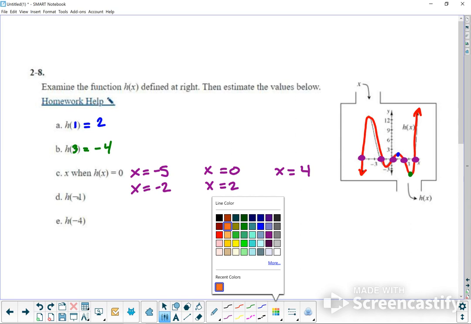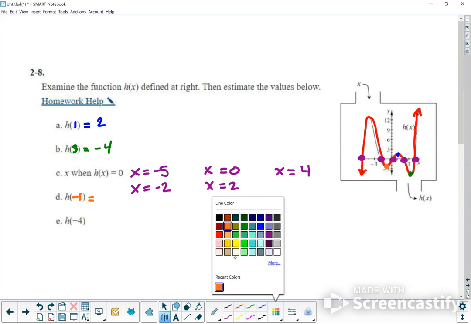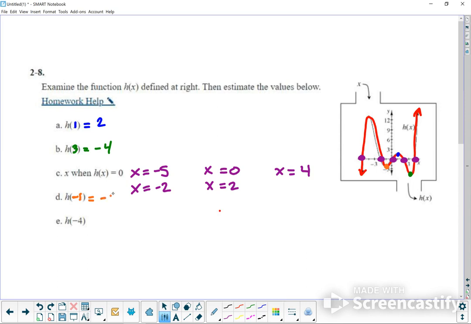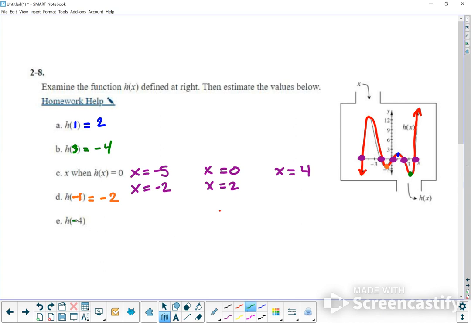Okay, what about when x is negative 1? Or what about the function h when x is negative 1? So here's negative 1 right here. Okay, so where does it live? Well, it lives down here. And that looks like about negative 2, maybe negative 1.5. I'll go with negative 2 because it's much easier to write. So it'll be negative 2. Okay. And we'll go with green, dark green.